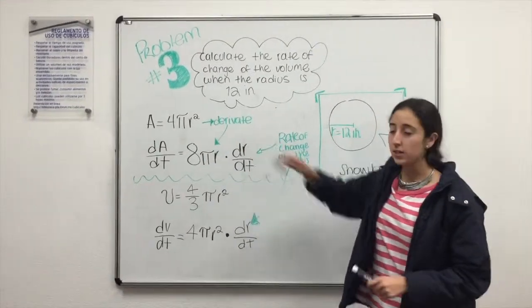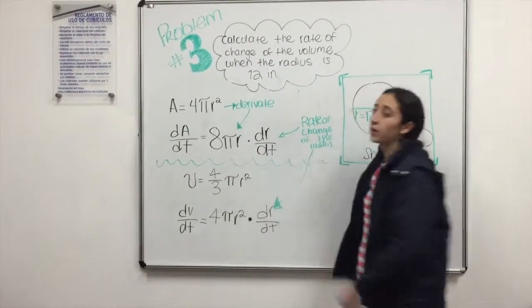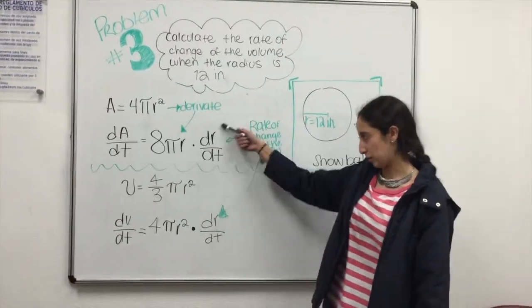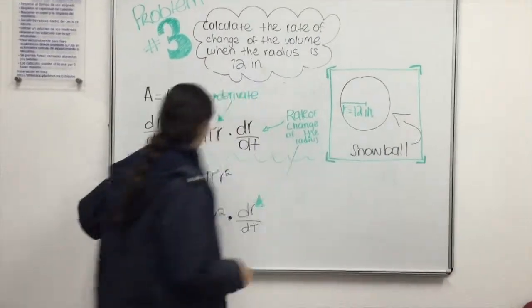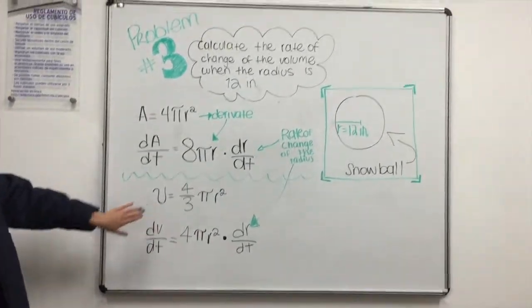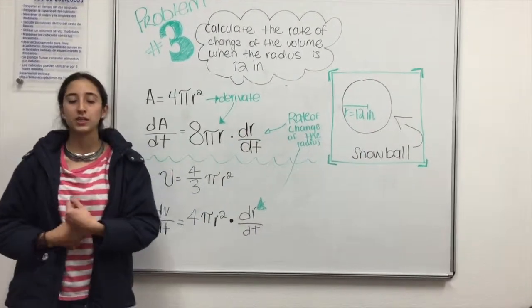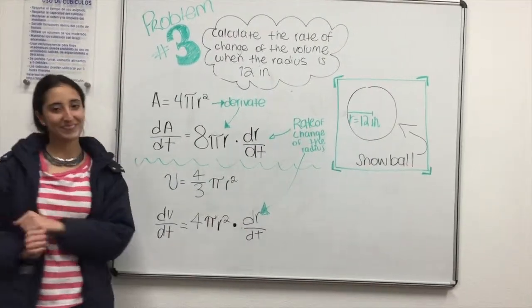We're going to differentiate it, and this is going to be the answer, and we are going to multiply it by the rate of change of the radius. And then we have the formula of the volume, and this also we differentiated. This is the answer, and we multiply it by the rate of change of the radius. That is this one.